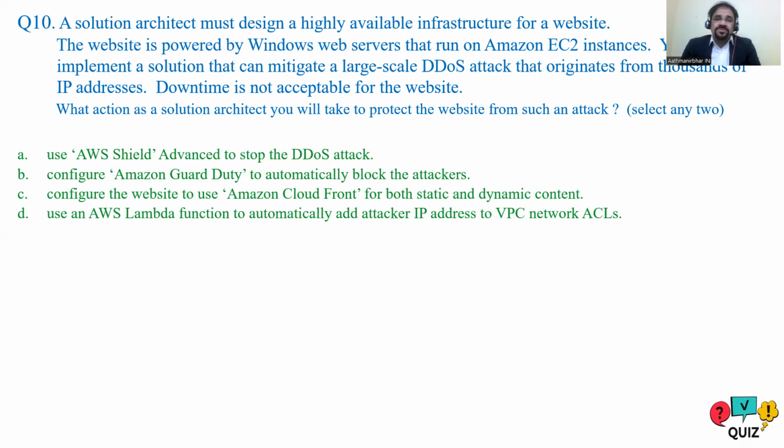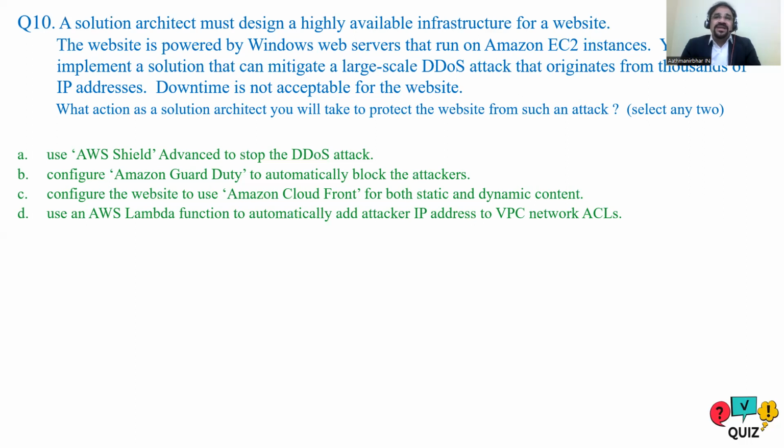We have 4 options to go with and 2 correct answers that we need to pick. So let us try to evaluate each of these options. Option A is talking about AWS Shield. What is this AWS Shield? How does it work? AWS Shield has an advanced option. This particular feature is specially meant for stopping DDoS attacks.